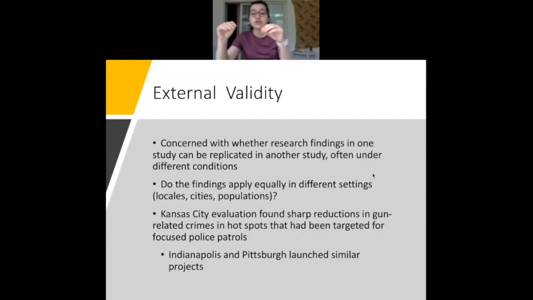And then external validity is our ability to generalize our specific research findings to a larger population.